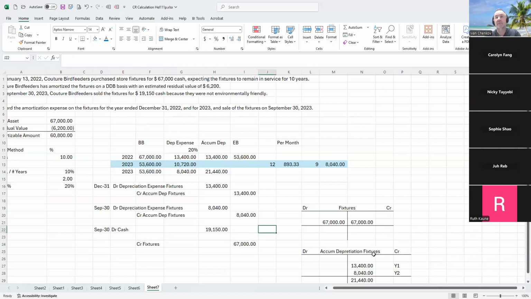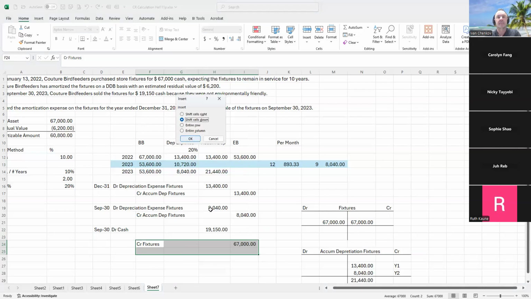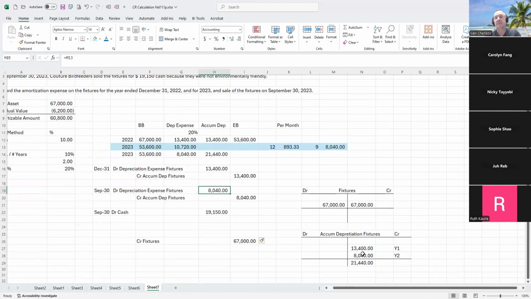Bye-bye fixtures. If the fixtures are gone, can I keep the accumulated depreciation related to the fixtures? Can I keep this account? No. So what do I have to do? I have to get rid of this account. How can I get rid of an account that has a credit balance of 21,440? Debit 21,440. I have to debit this account with exactly the same amount, so I get rid of it.